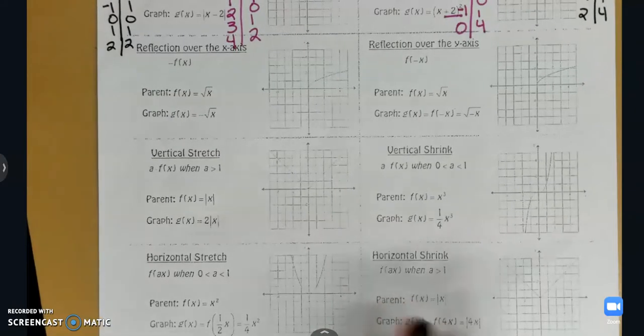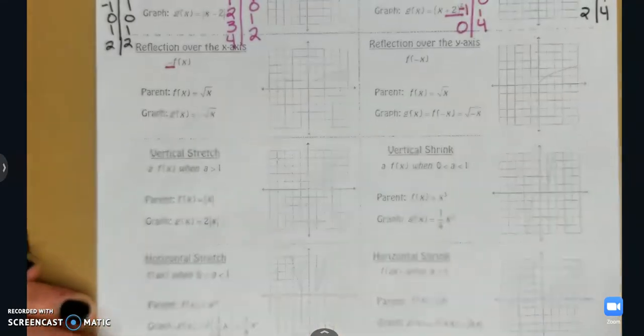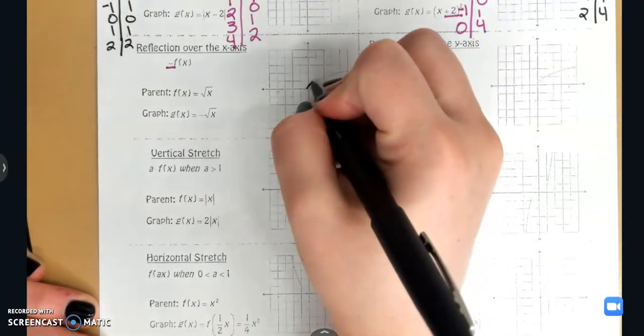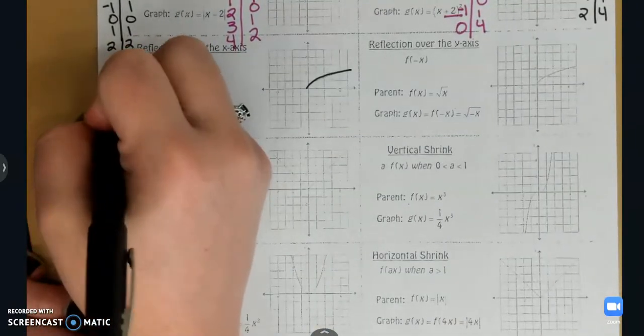Oops, you can't see it. So when we have a minus sign in front of the function, on the very outside, that's a reflection on the x-axis. So remember, this is our square root parent function. So some of our values here.